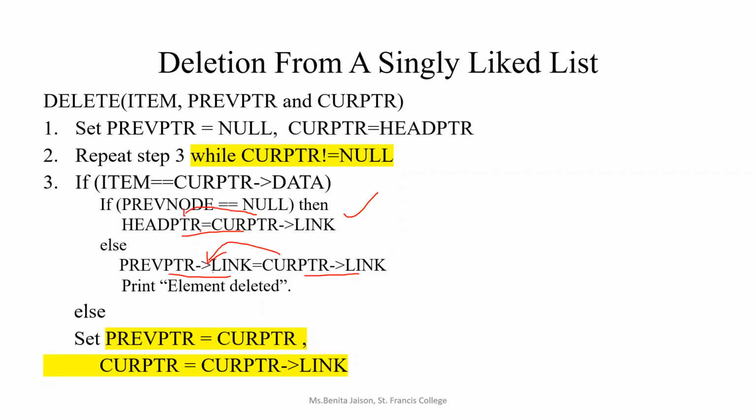Very easy to remember. You see, current pointer link is copied into head pointer if previous pointer is equal to null. In the else part, what you are doing? Current pointer link is copied into previous pointer link. Got it? So this is the case if you are finding the item.